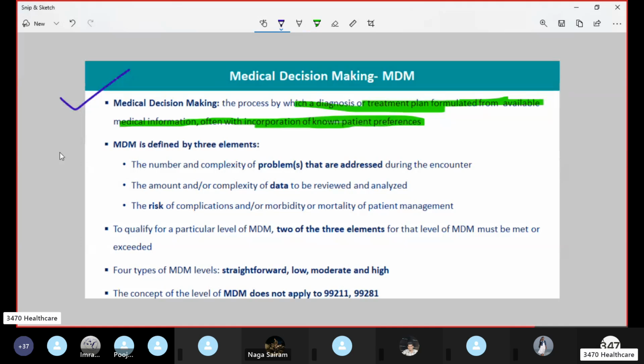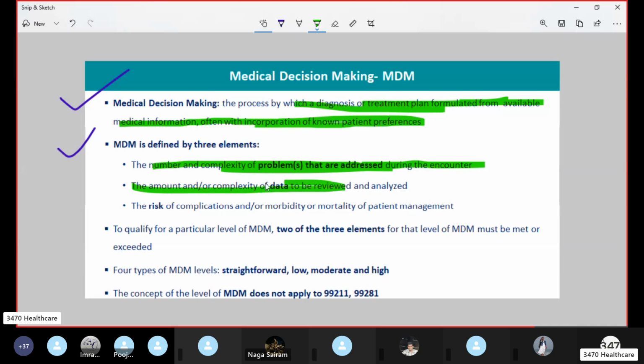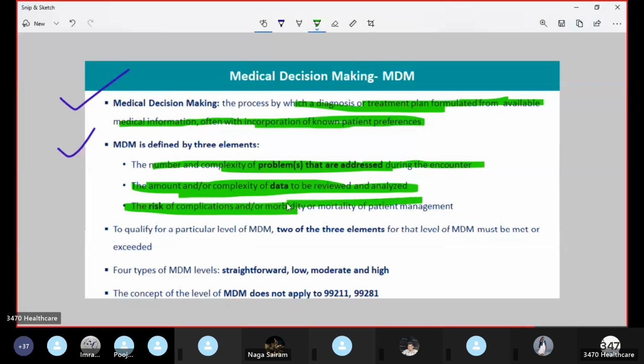MDM has three elements. First, the number and complexity of problems to be addressed during the current encounter, how many problems are present and being addressed. Second, complexity of data to be reviewed. And third, risk. Based on these three elements, we need to select the MDM.